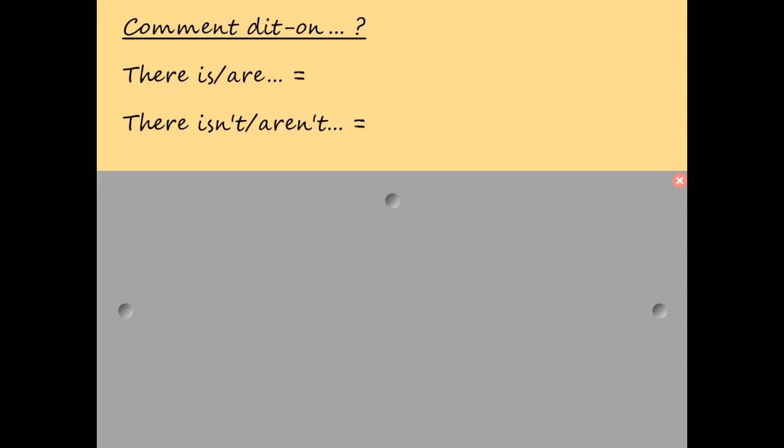So quick little interlude today because I just want to remind you guys about one particular phrase that comes up all the time. And this is something that you learned at the very, very beginning of French 1. So the phrase there is or there are. How do you say there is or there are in French? That is the expression il y a. Okay, so if you want to count how many there are of something, that's what we use.